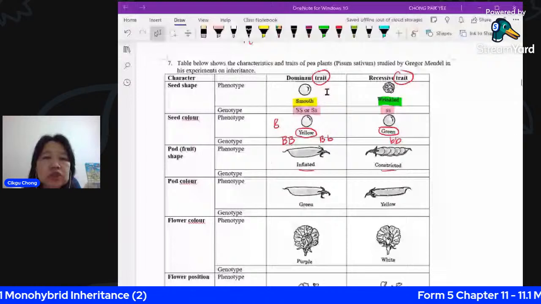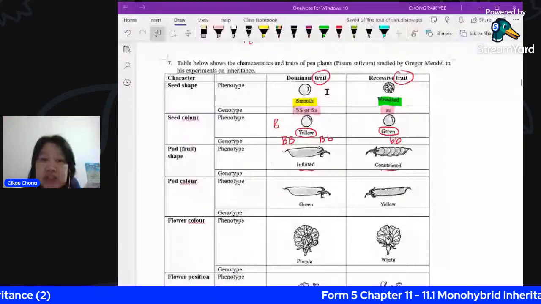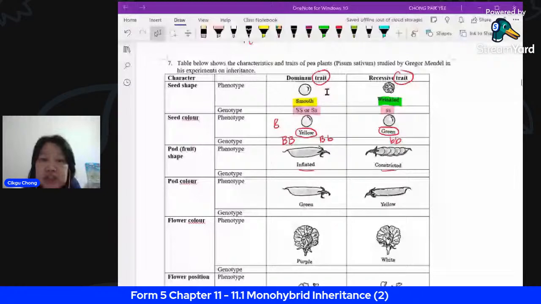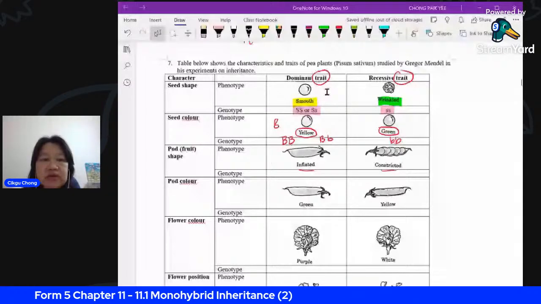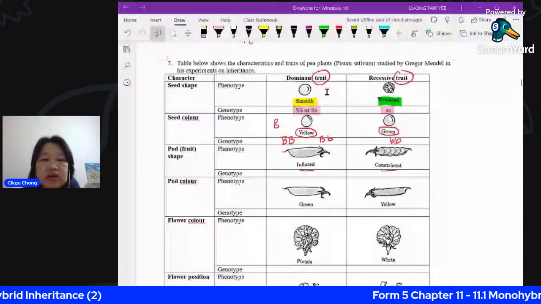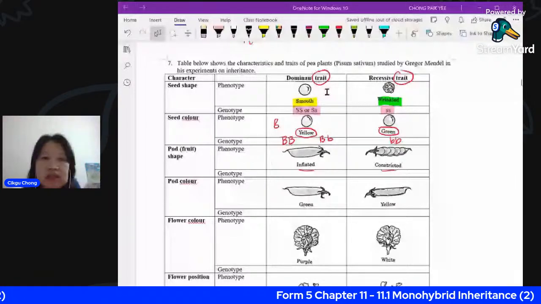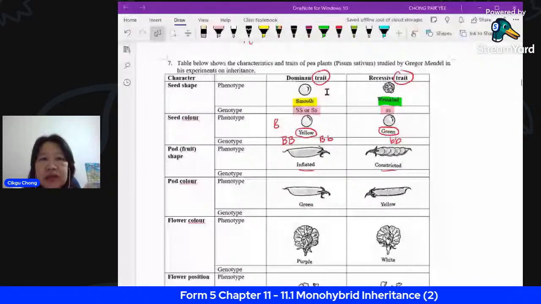So these are the 7 types of characteristics that he investigated with this kacang, which we call Pisum sativum. Seed shape has 2 types, which are called traits: smooth and wrinkled. For seed color, there's either yellow or green.